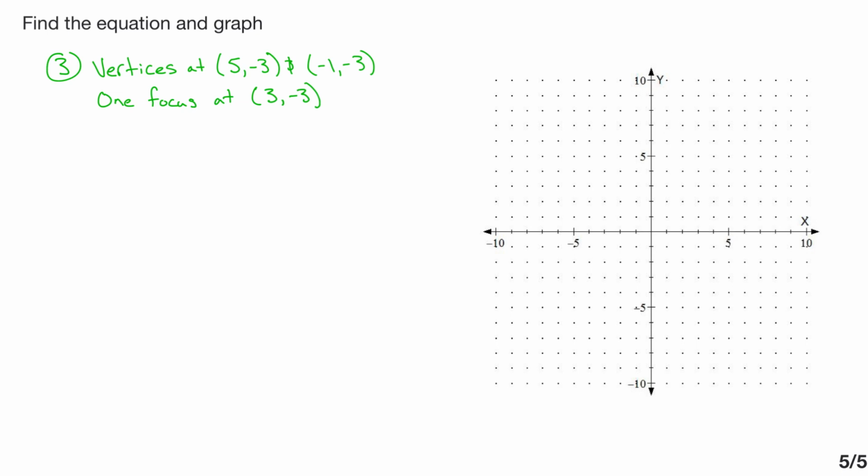The vertices, which are the major vertices, are (5, -3), so right 5, down 1, 2, 3. So here's a vertex, the major vertex. The other one's at (-1, -3), which is right here. And then one of the foci is at (3, -3), 1, 2, 3 from the left. Here's one of the foci.